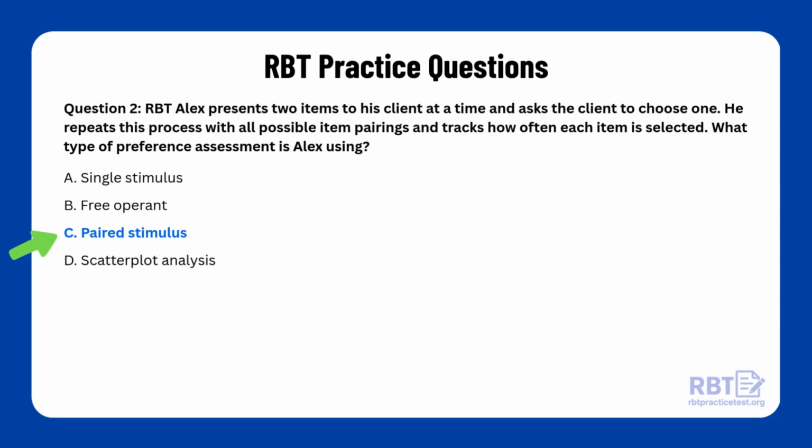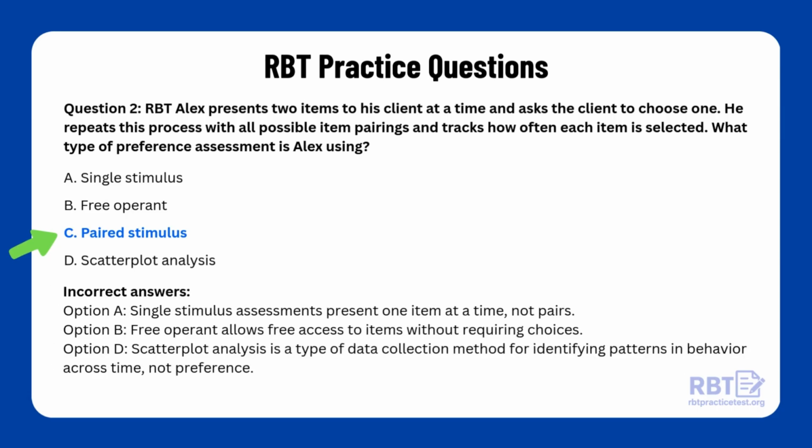Now for the wrong answers. A is incorrect because single stimulus assessments present 1 item at a time, not pairs. Option B allows free access to items without requiring choices. D is a type of data collection method for identifying patterns in behavior across time, not preference. So option C fits the best, because choosing between pairs consistently points to the paired stimulus method.